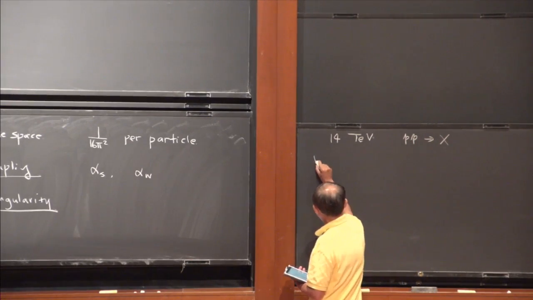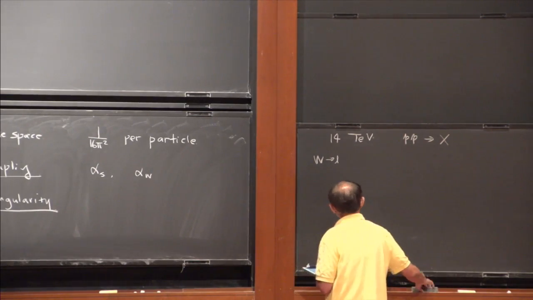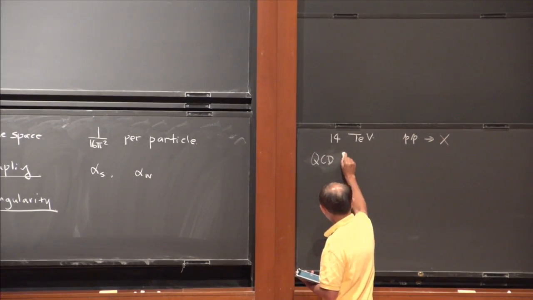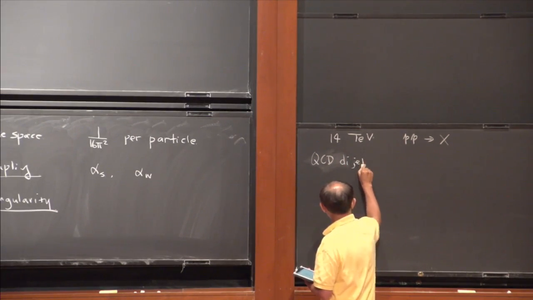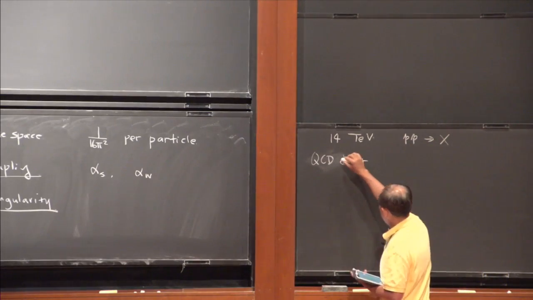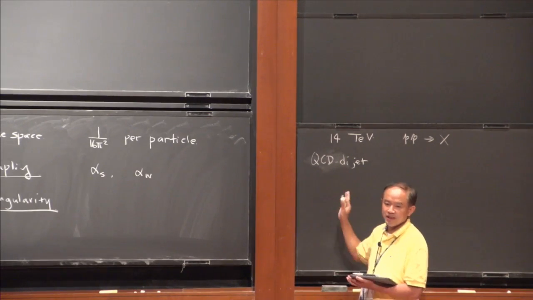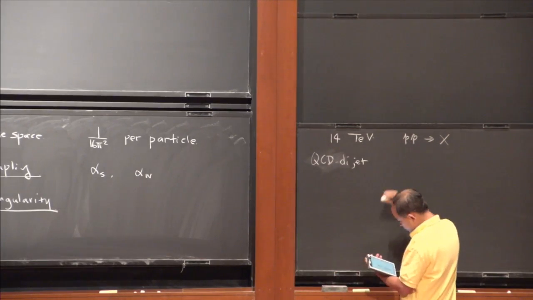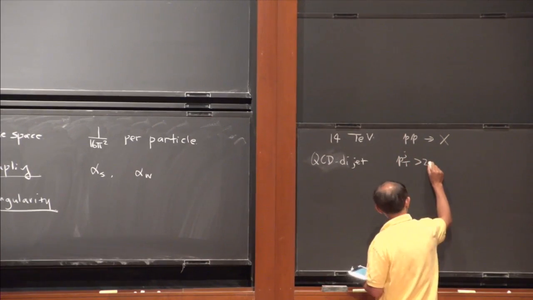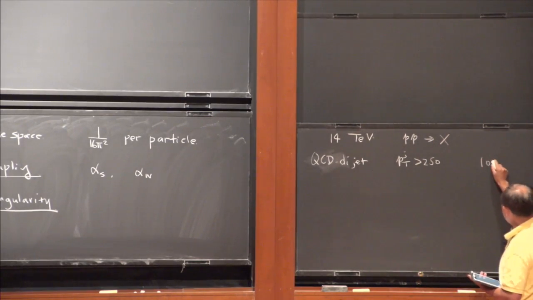That thing can be, for example, I can produce a W. Well, let me actually start out with the largest, such as a QCD dijet. Of course, I have to say what I mean by dijet. In this case, for example, we can say if the jet pT is greater than 250, just an arbitrary number, this is about 100 nanobarn.